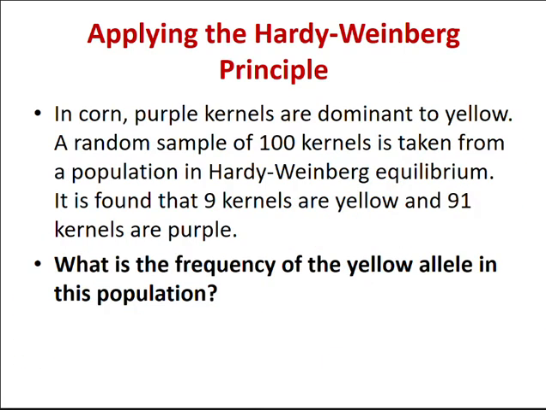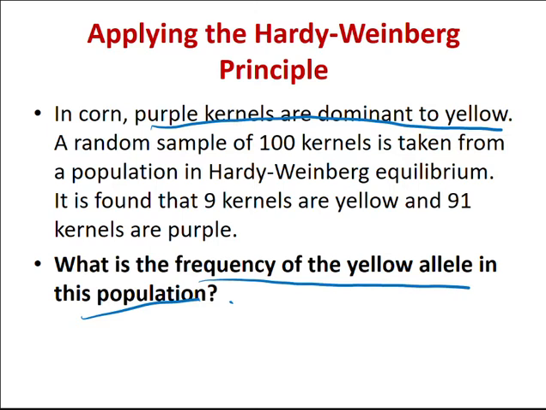Now let's look into the second example. In corn, purple kernels are dominant to yellow. A random sample of 100 kernels is taken from a population that is in Hardy-Weinberg equilibrium. It is found that 9 kernels are yellow and 91 kernels are purple. So what is the frequency of the yellow allele in this population?